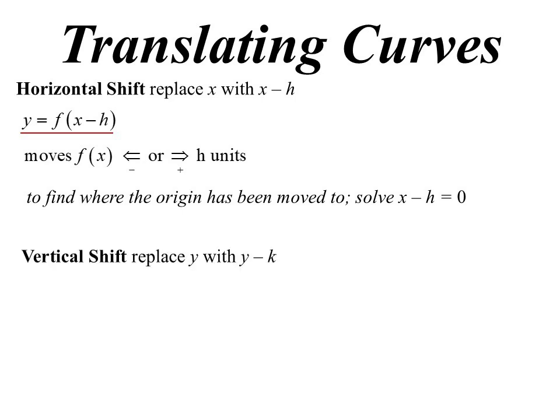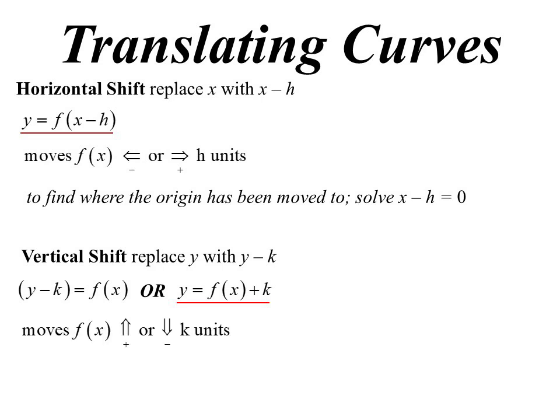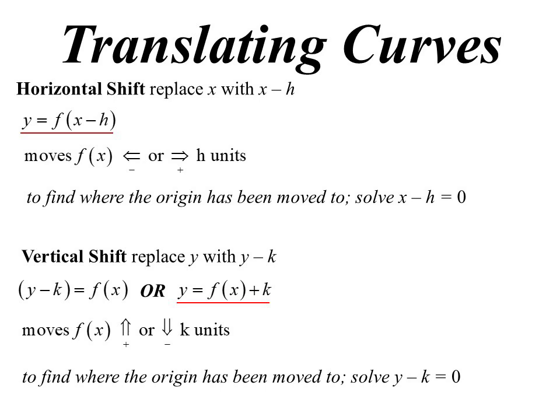Vertical shift, well, vertical, that's the range, so it's the y that has changed. So now y will be replaced with y minus k. Y minus k is function of x, but we don't normally see it like that. We tend to see it where it's just y as the subject, but technically it's y minus k equals function of x. And again, shift up or down depending on whether that number is positive or negative.